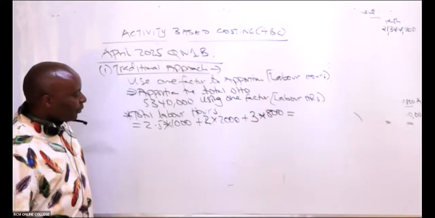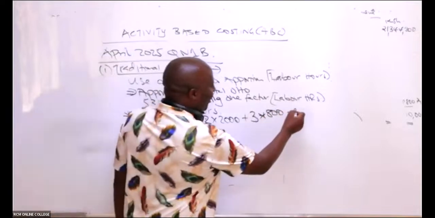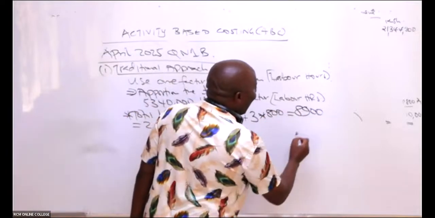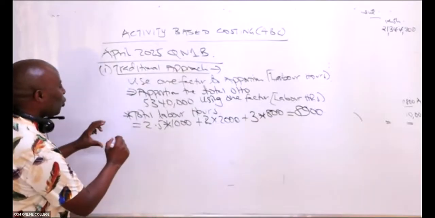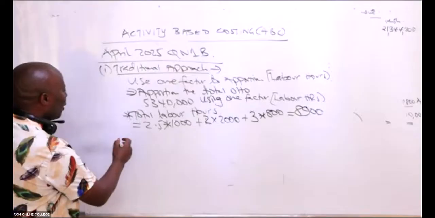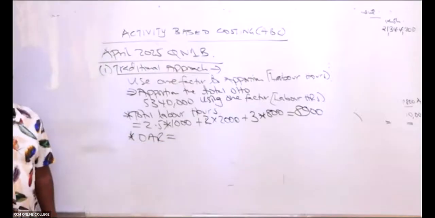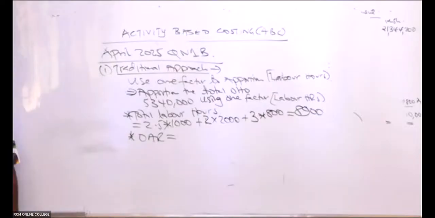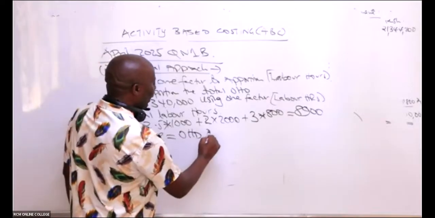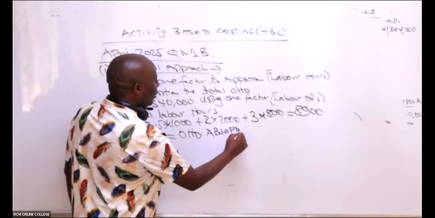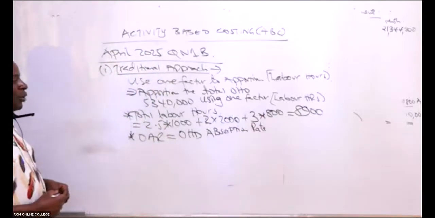Is there somebody with 1,000 something? 8,900, isn't it? Now, once I get these 8,900 hours, the second step is for me to calculate the metric for absorption. The second step: they give me OAR, overhead absorption rate. You can write this in full: overhead absorption rate.